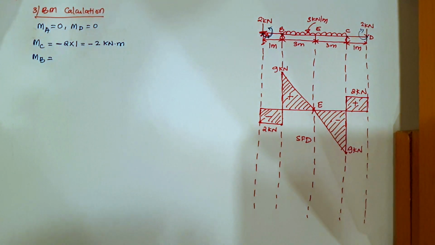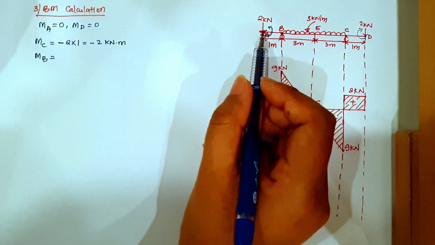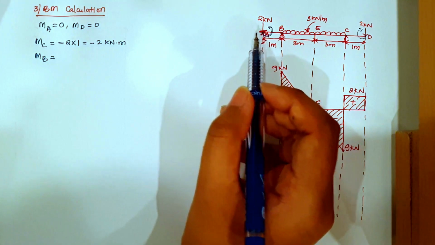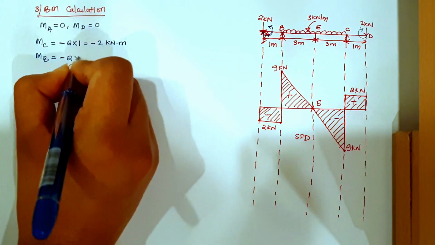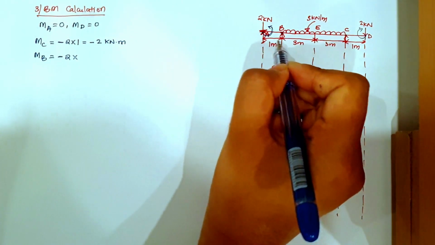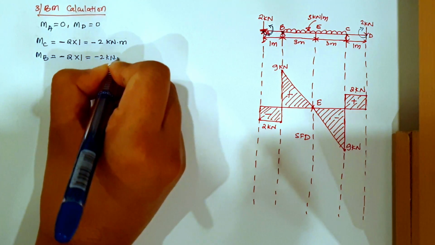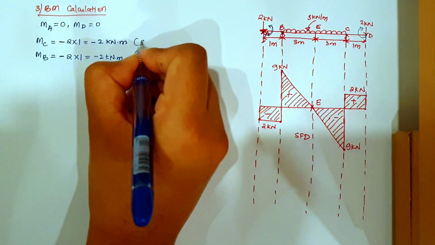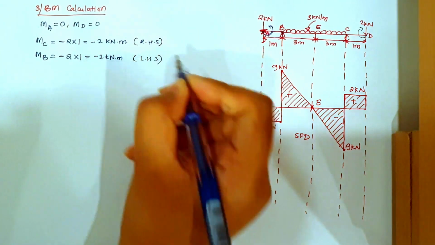So in a simply supported beam, to the left hand side, anti-clockwise is a negative sign. So -2 into the distance till B, which is 1 meter. So I have -2 kilonewton meter. This is the right hand side direction, and this is the left hand side direction.